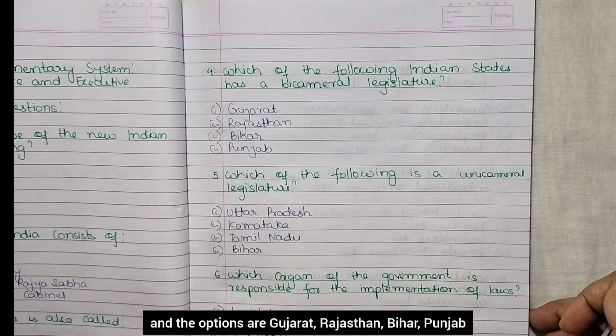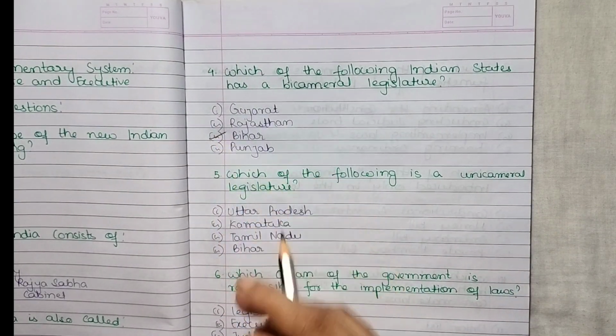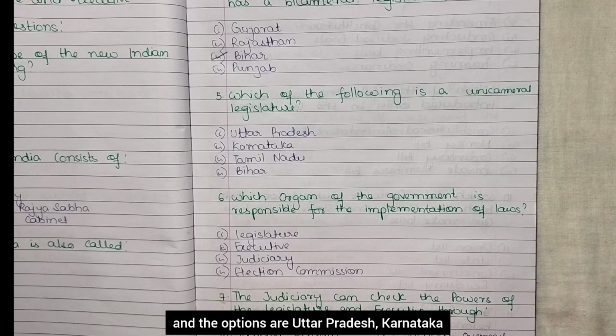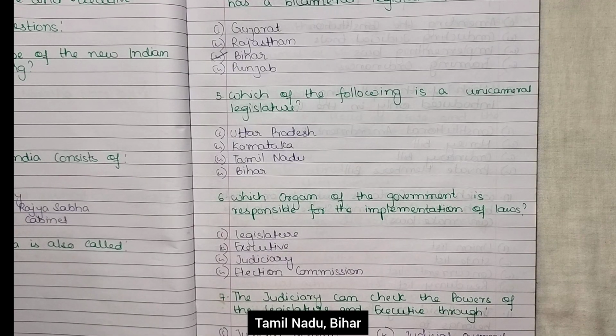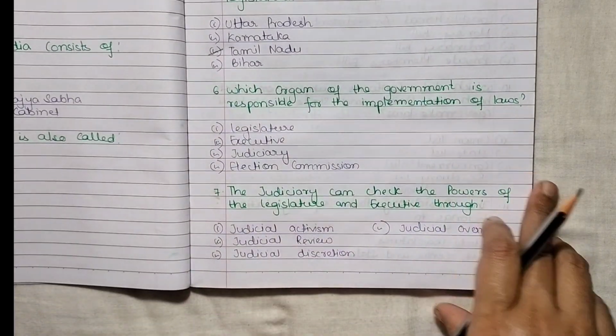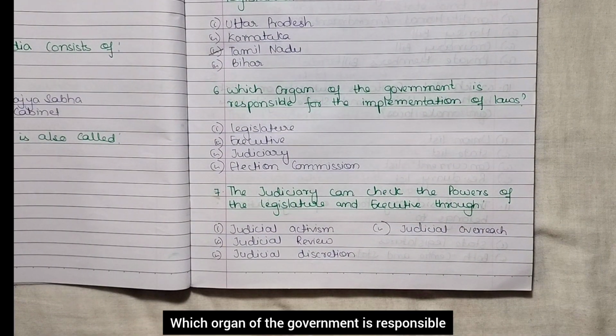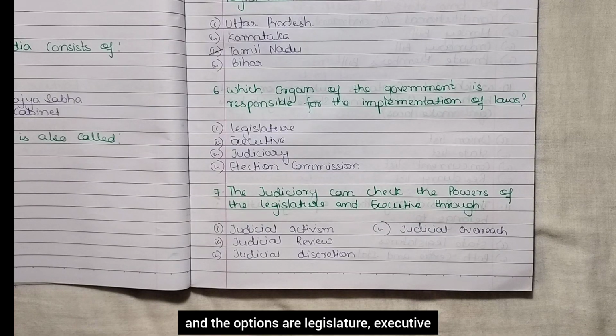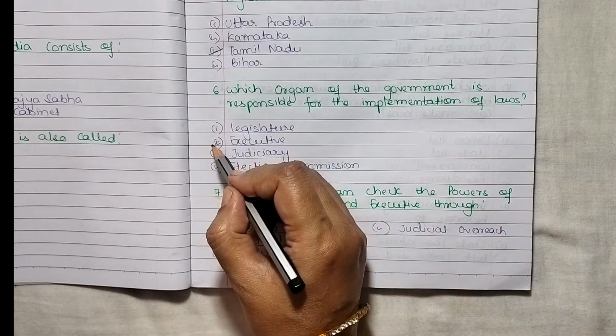The options are Gujarat, Rajasthan, Bihar, Punjab. So Bihar. Which of the following is a unicameral legislature? The options are Uttar Pradesh, Karnataka, Tamil Nadu, Bihar. Tamil Nadu. Which organ of the government is responsible for the implementation of laws? The options are legislature, executive, judiciary, election commission.